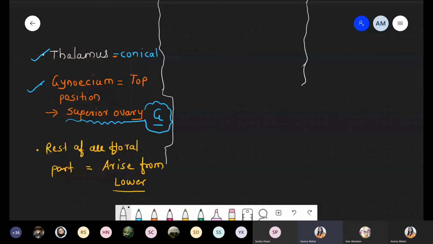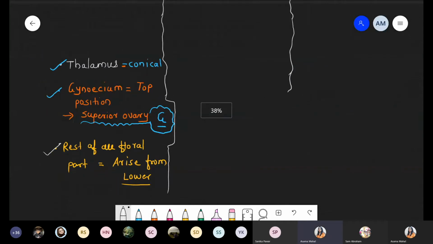So we have to add all this information in the diagram. We have to construct the diagram because three parts are important. What is the shape of thalamus? Number two, what is the gynoecium pattern: superior, inferior, or half inferior? And the other condition, rest of all flower parts, from where do they arise? So they arise from the lower part. So this writing part is done. Should I draw the diagram? Because we have to construct the diagram according to the information. Okay, should I continue? Okay, done. Good. So next part.